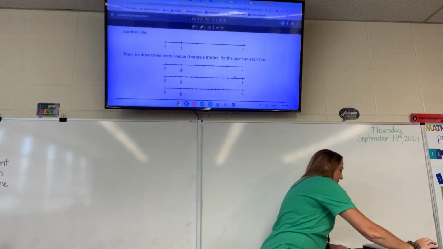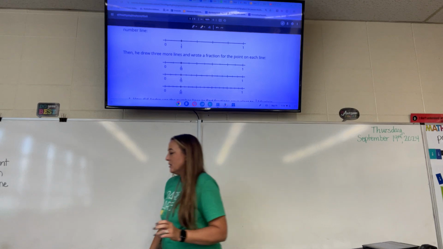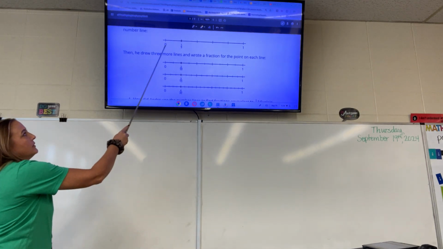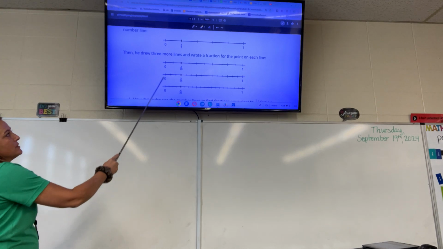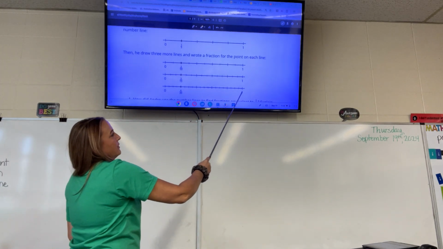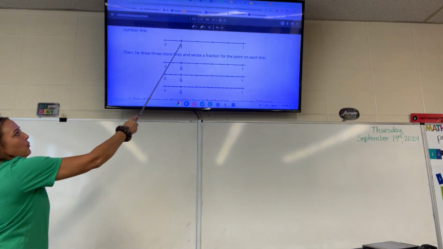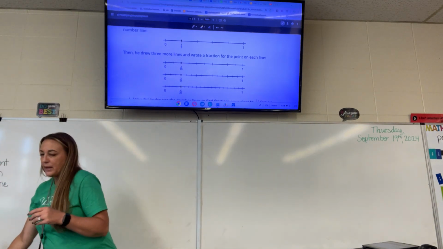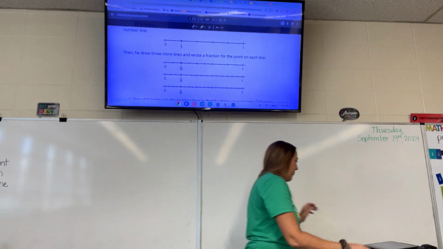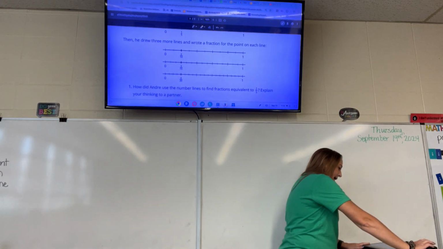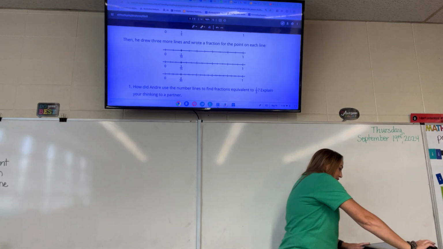Do you see on those number lines what is all lined up? You see the zeros all the way down? Yes. And you see the ones all the way down? And you see the points all the way down in the same spot, right? Okay, so those are all lined up. It says, how did Andre use the number lines to find fractions equivalent to 1/5?